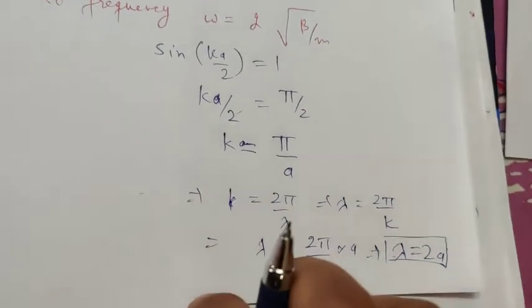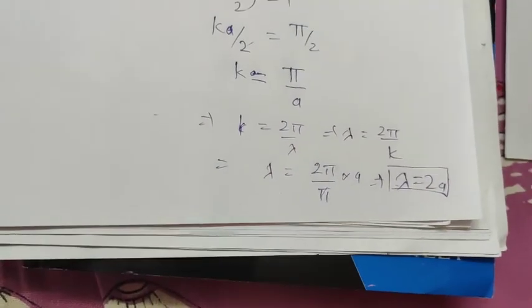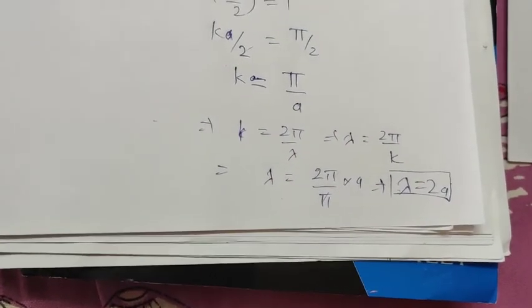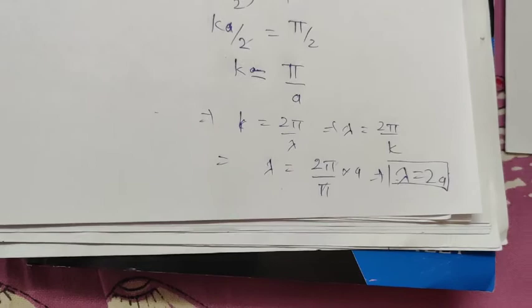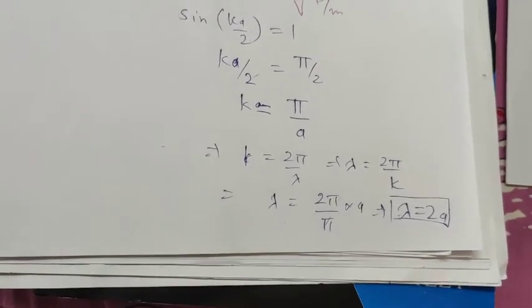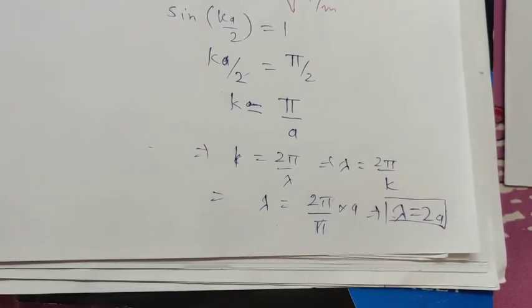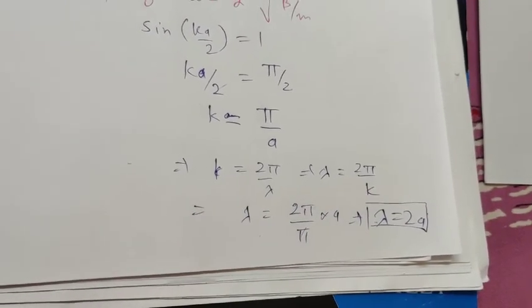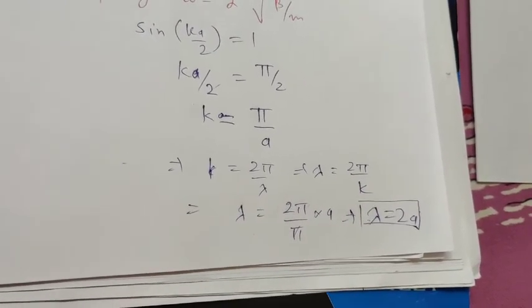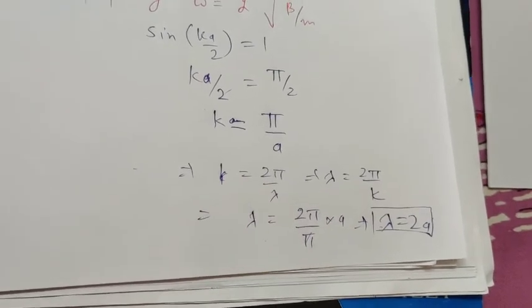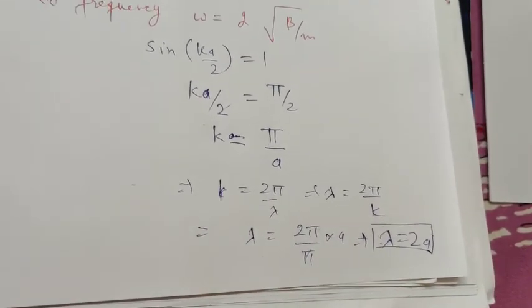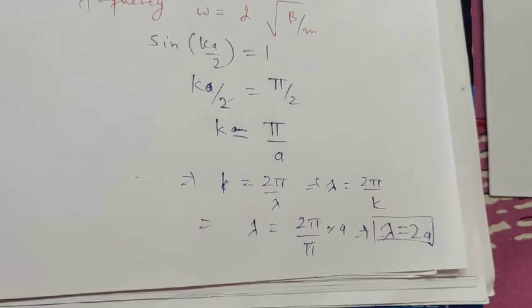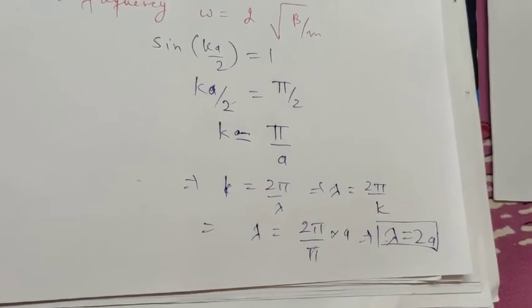So now we can calculate your Vg. Vg will be equal to 0 and Vp is equal to 2 v naught upon pi. So we can calculate this. So thus, since Vg is equal to 0, no signal or energy is transmitted when K is equal to pi by a. So thus the wave is a standing wave.